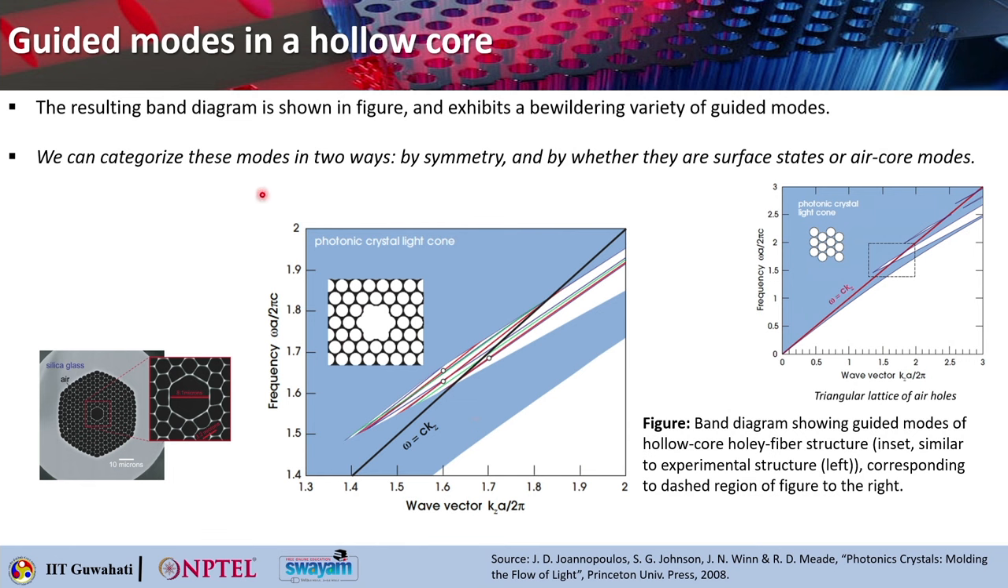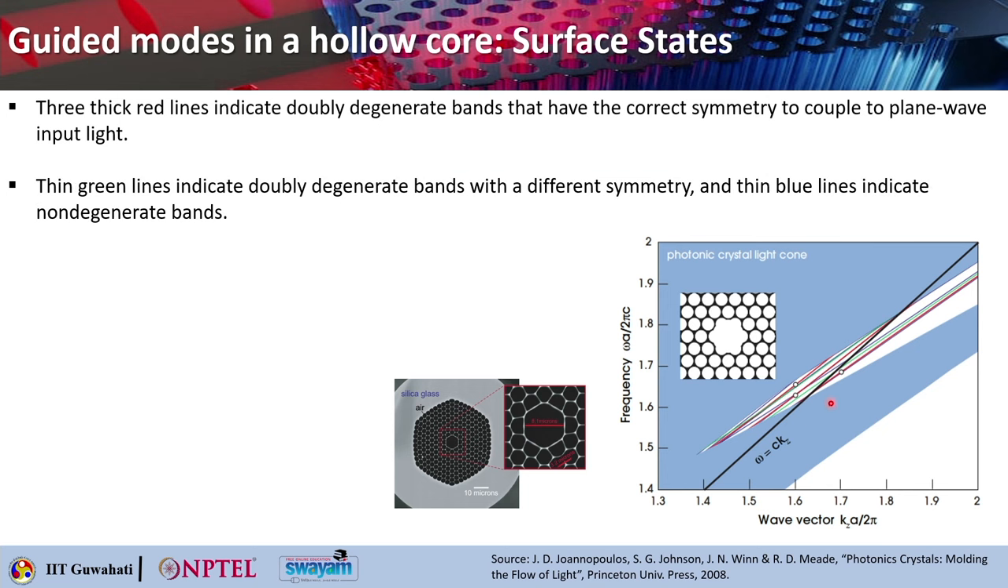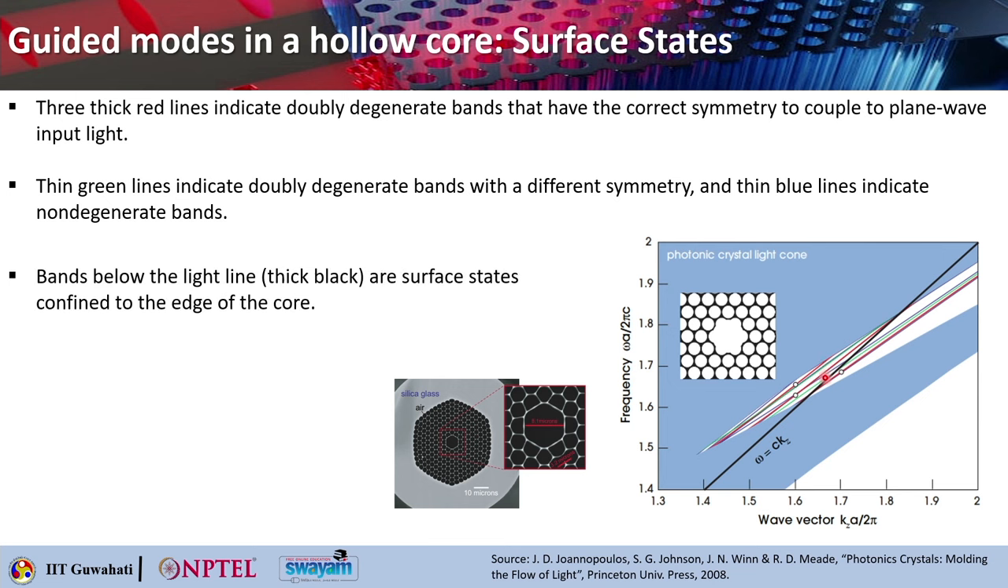Now here we can categorize these guided modes that you see, okay, in two ways: by symmetry, and by whether they are surface states or air core modes, okay? So there are two ways of categorizing them, and the lines in different colors correspond to different symmetries. We'll go into the details. The three thick red lines here indicate doubly degenerate bands that have the correct symmetry to couple to plane wave input light, okay? And there are also some thin green lines which indicate doubly degenerate bands with different symmetry, and the thin blue lines indicate non-degenerate bands, okay?